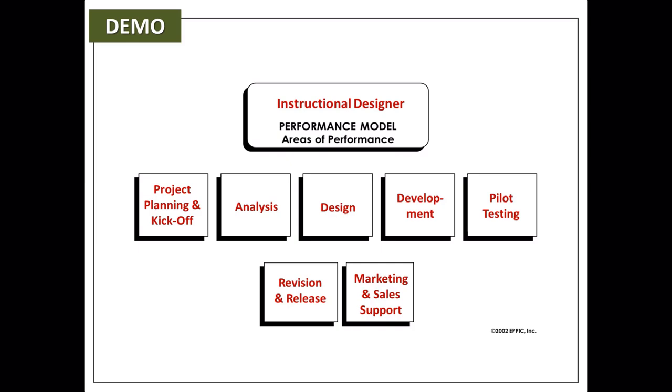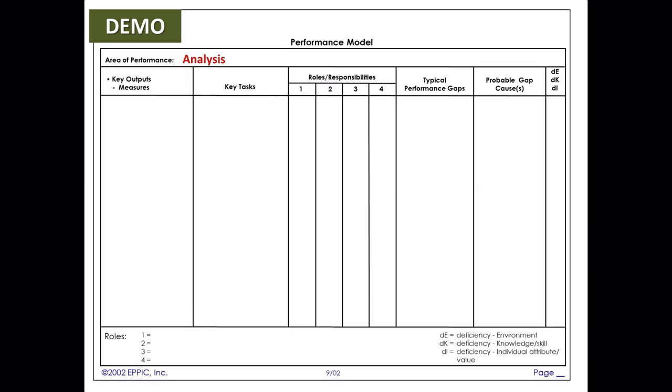Okay. Now let's look at the performance model chart itself and this format. So if I say that, okay, we're going to start with analysis, and normally I always start with the first AOP, and in this example I'm not doing that, I'm starting with analysis because I think it's a little bit easier for everybody to understand. And I always go to the bottom of my chart and write down who are the performers in this sandbox. You know, is there an instructional designer or an instructional systems designer that's doing this analysis all by themselves? Or are there other players in that?